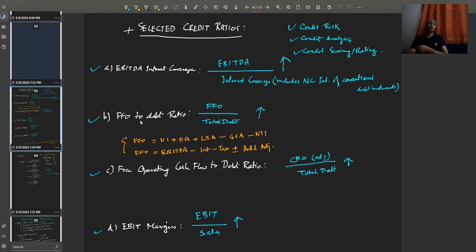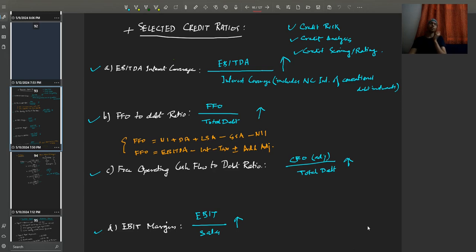So friends, funds from operations, we are trying to find out this ratio. Funds from operations to debt ratio. For that we have to measure the funds from operations. Now how do we do that? We are trying to do that through this formula. Funds from operations is net income plus depreciation and amortization plus loss from sale of assets minus gain from sale of assets minus net interest income.